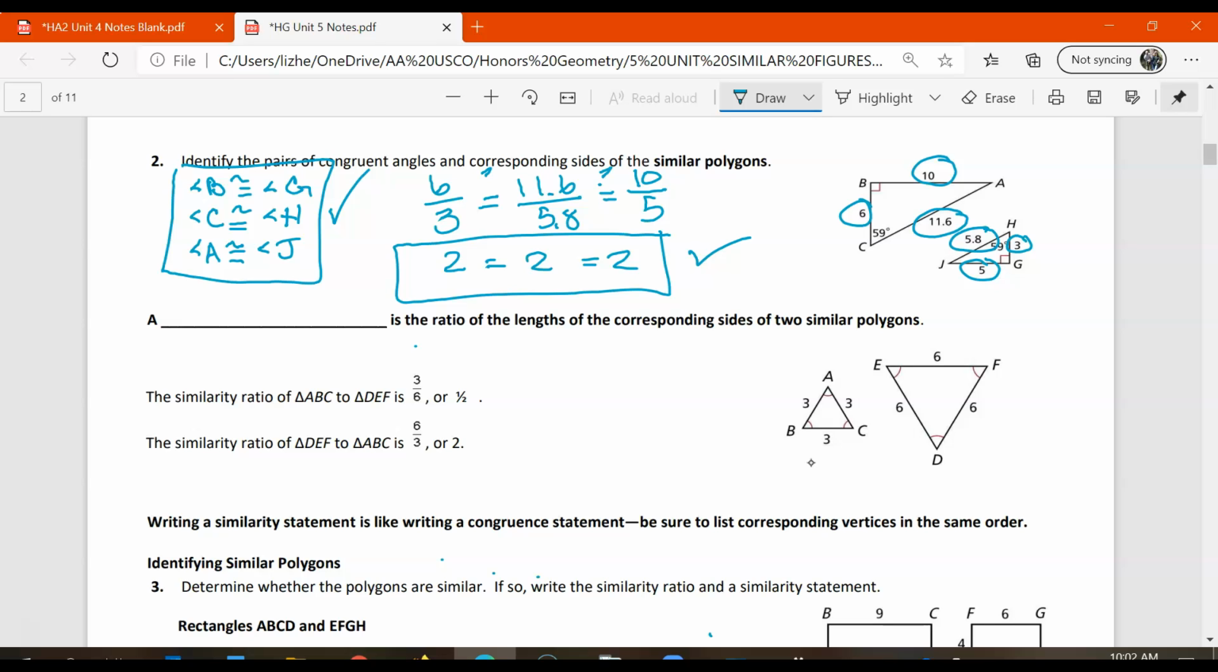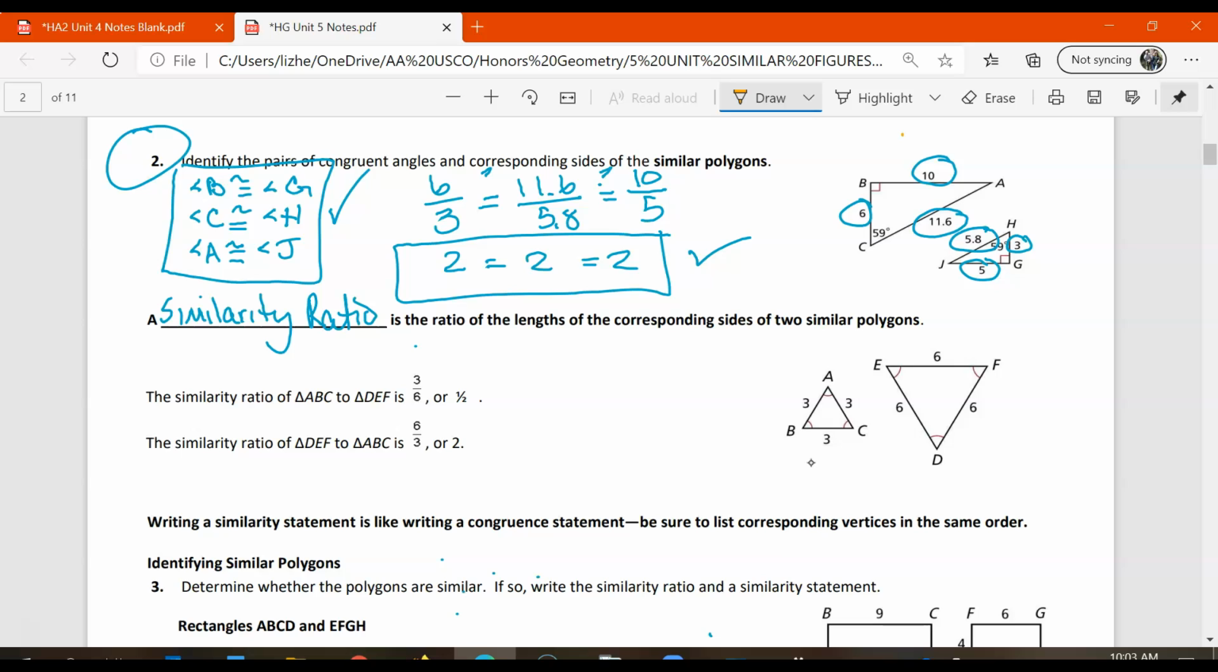Next, a similarity ratio. That's your blank here. A similarity ratio is the ratio of the lengths of the corresponding sides of the two similar polygons. So let's just go up to problem 2 real quick and look at what that means.